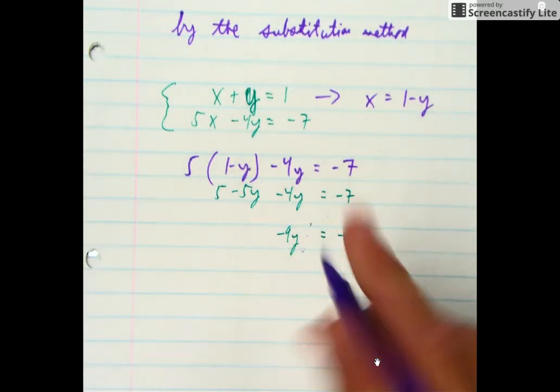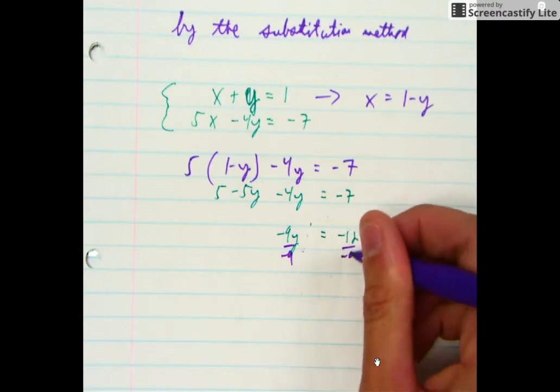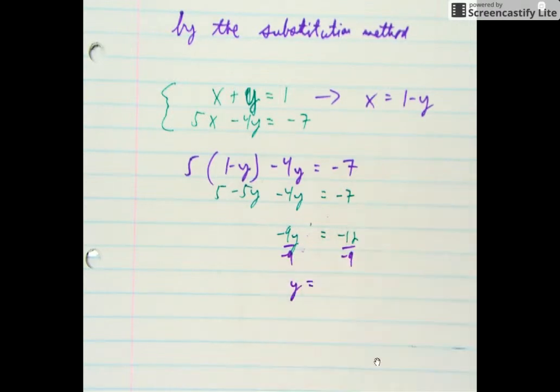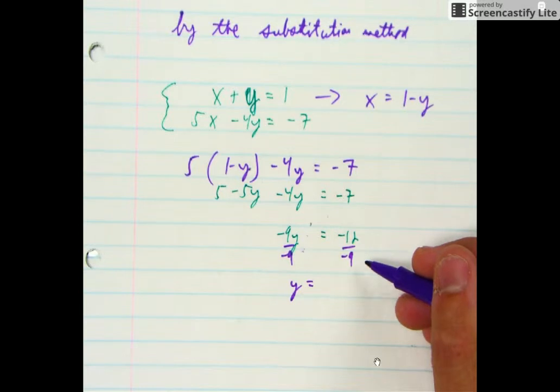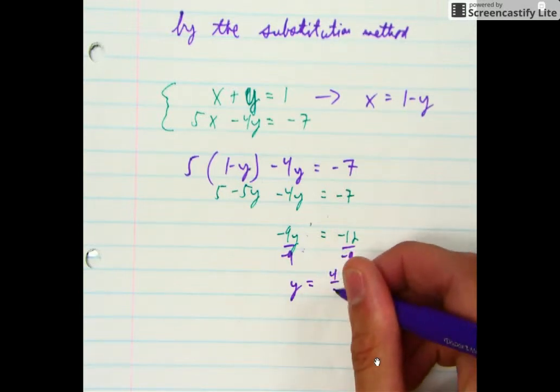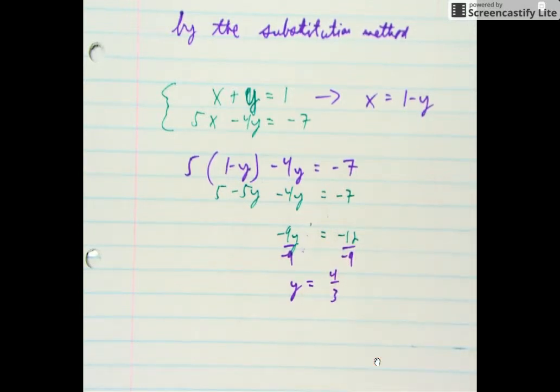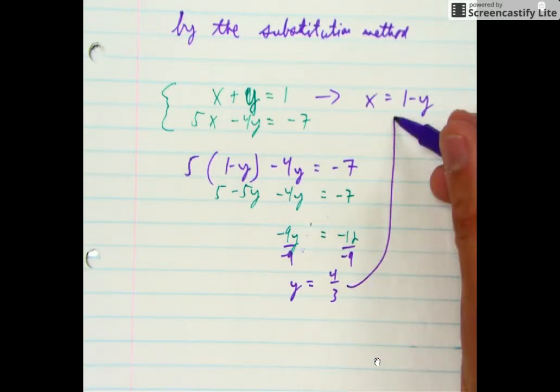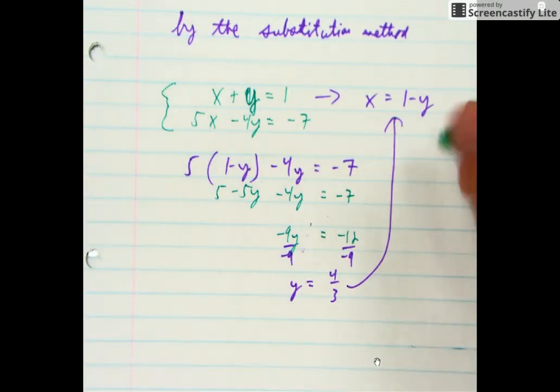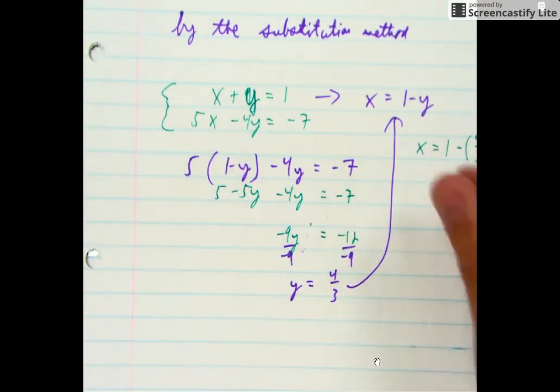Right here now, I'm going to divide both sides by -9, and I'm going to leave it as a fraction. Divide both of those by -3, and I'm going to get positive 4/3, which is what I think that y is supposed to come out to. Now to find out what x is, I'm going to substitute that into this expression, this equation. So 1 take away 1 1/3 is -1/3.